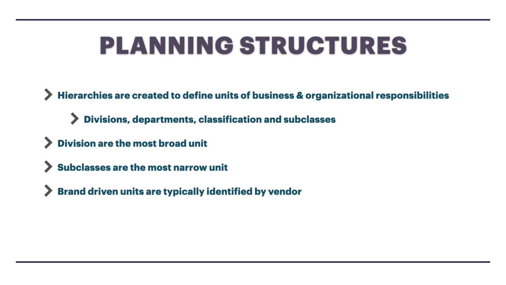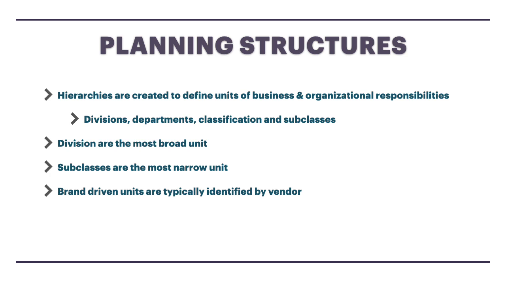Planning structures. So divisions, departments, classifications, and subclasses are used by retailers to create hierarchies to define units of business and organizational responsibilities. These areas are defined by product line. Defining merchandise hierarchies by division, department, classification, and subclass is a common practice within the retail industry, but it is not universal. Divisions are the most broad unit, while your subclasses are the most narrow unit.